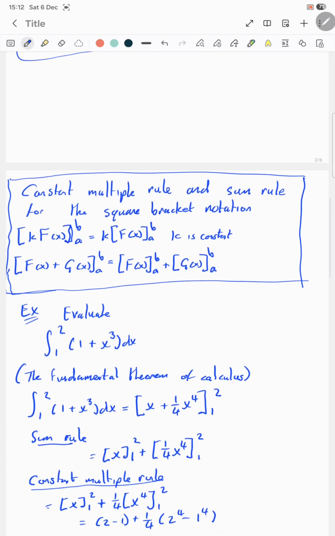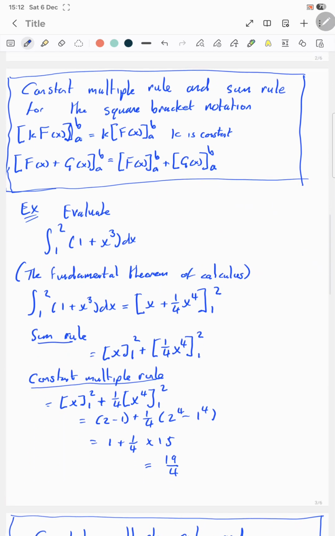Now moving on. Now the constant multiple rule and sum rule. For the square bracket notation, k times the definite integral of f of x between a and b equals this, where k is a constant. With the sum, we get this here, which is straightforward. Now we have a quick example below.